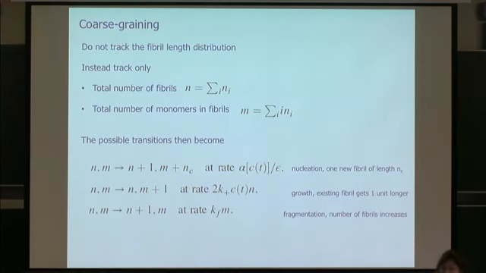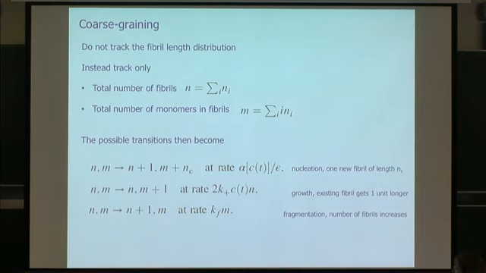So what we decided to do instead was to actually coarse grain the model. And so rather than tracking the whole fibril length distribution, which is what makes this model complicated, instead we decided to track only two things. So the total number of fibrils, which you can get by summing over the numbers of all of the fibrils of different lengths, and also the total number of monomers in the fibrils, which is proportional to the total mass of the fibrils, which you can get by summing over the length times the number of fibrils of each length.